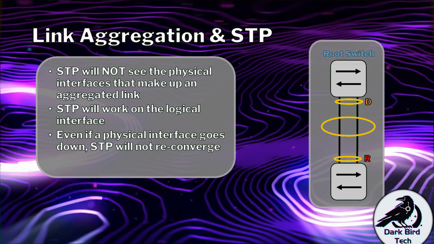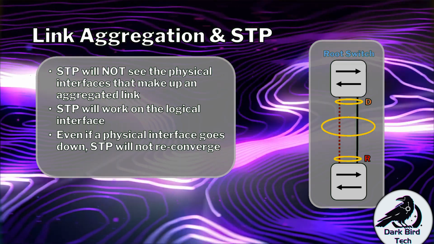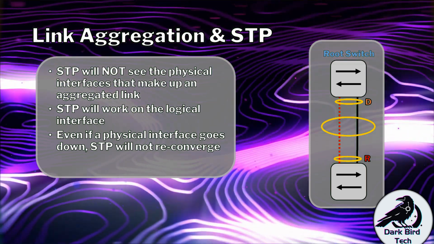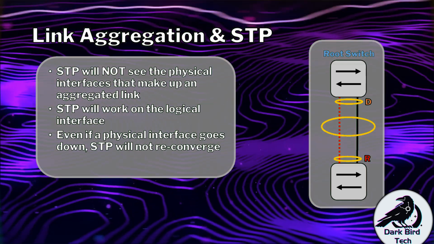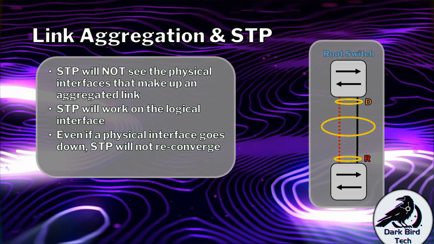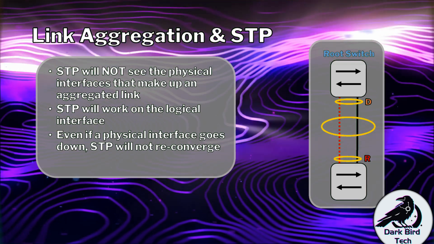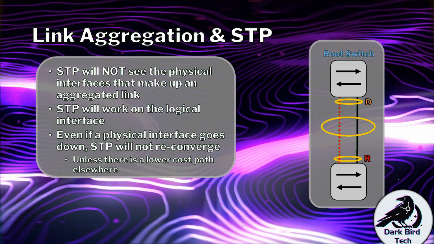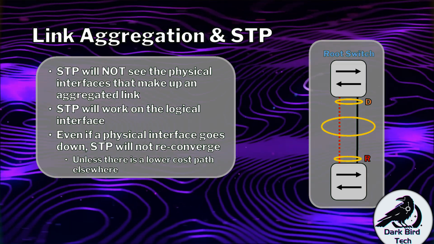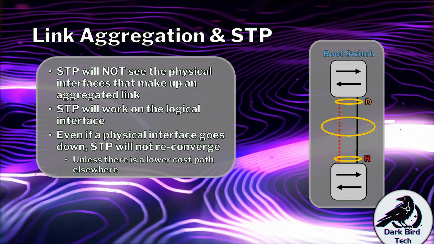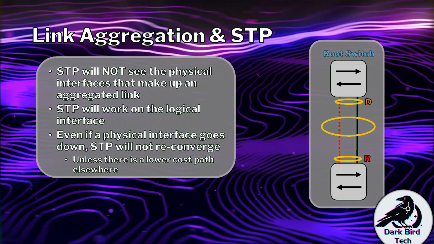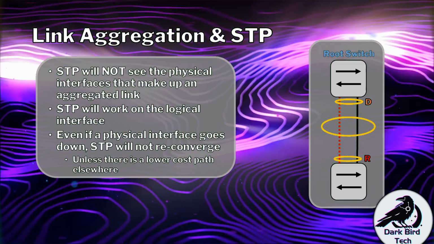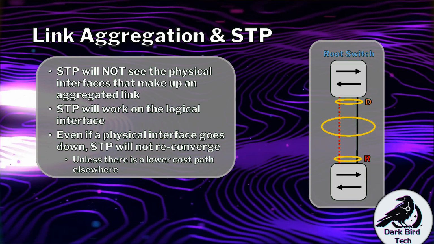And even if one of the physical interfaces goes down, spanning tree protocol probably would not converge around that failure, because it still sees the aggregated interface as up and working, albeit a bit slower than it was before. And the only thing that would cause these ports to change roles and the STP topology to reconverge would be if there was a lower cost or faster pathway to that root switch elsewhere in the network. So basically, if there's a failure with link aggregation, it doesn't necessarily mean spanning tree protocol has to reconverge. It can carry on working as it was, just a bit slower.